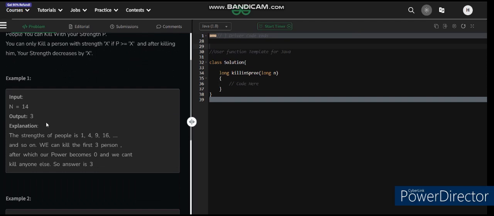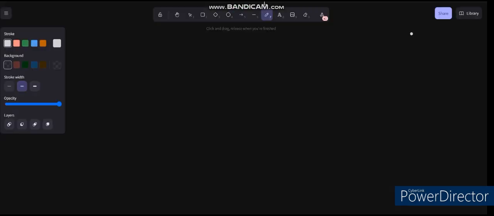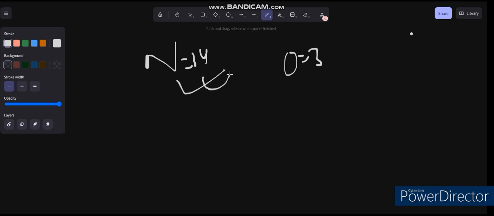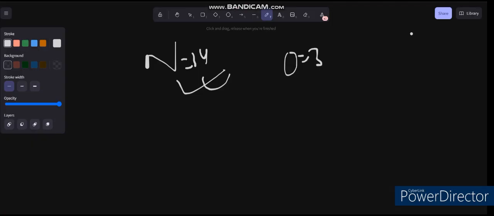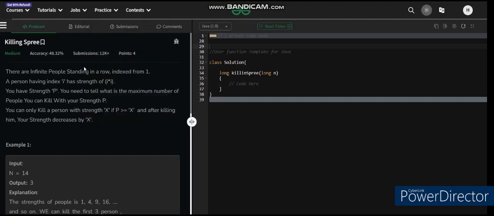N is equal to 14 and output is equal to 3. So what is this basically? N is equal to 14 means that we have 14 units of energy and we need to see how many people we can kill. That is the question: the maximum number of people we can kill. And it's also given that there are infinite people standing in a row.